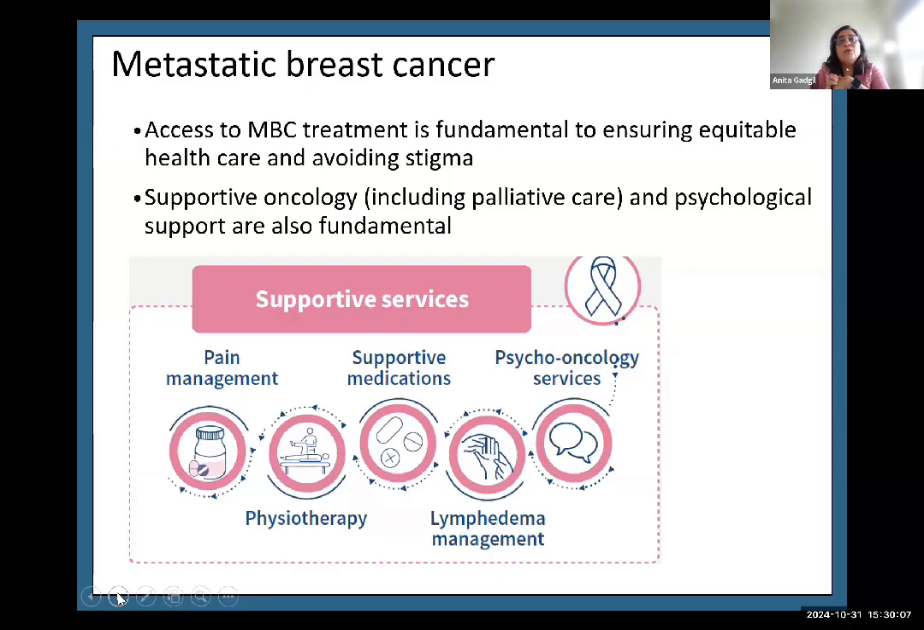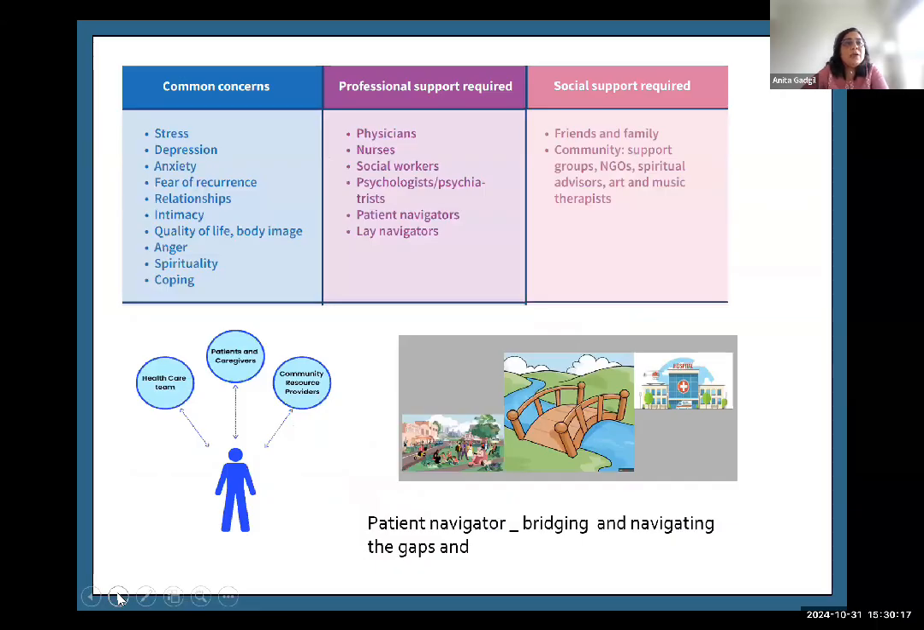Supportive oncology, including palliative care and psychological support, is fundamental. It takes care of the physical symptoms, and, as you say, common concerns: stress, depression, anxiety, fear of recurrence, relationships, quality of life, intimacy, and coping. Professional support is required from physicians, nurses, social service persons, patient navigators, and so on. Social support is also required for these patients because they are isolated. So this is what is required for a systematic, multidisciplinary approach to metastatic breast cancer treatment.